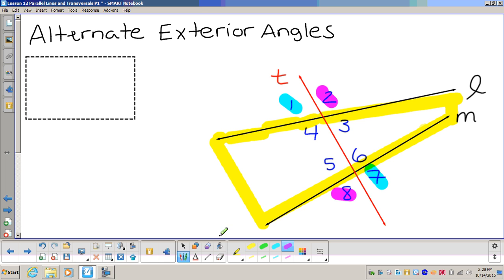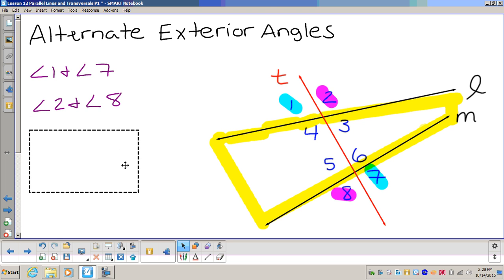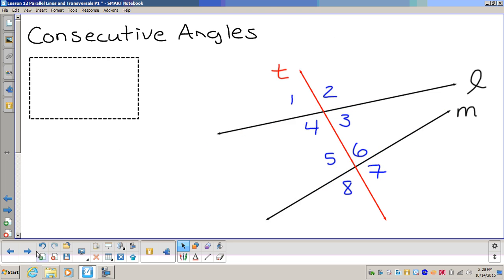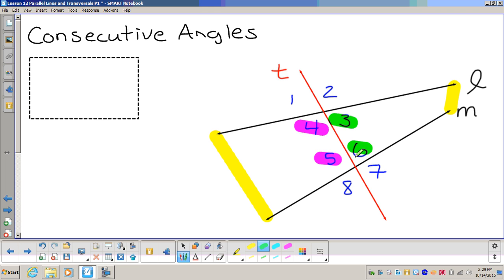Consecutive angles are going to be angles that are interior. So again, in between the two lines, we're going to be looking at these four angles here. And if they're consecutive, that means they're going to be on the same side of the transversal. So 4 and 5 are considered consecutive angles. 3 and 6. So they have the characteristic that they're in between the two lines, so they're interior, and they're also on the same side of the transversal. We call those consecutive angles.